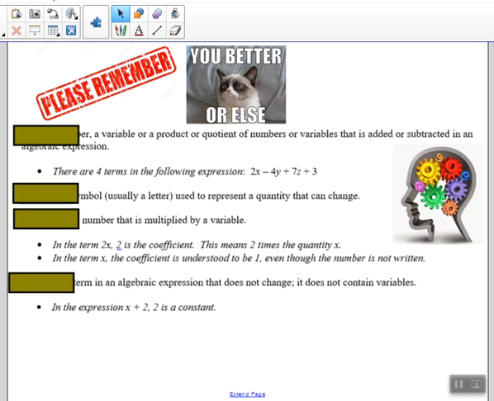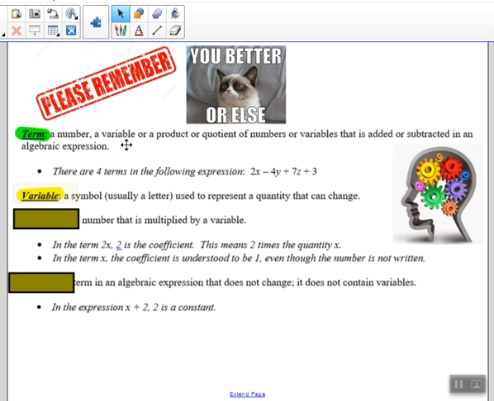Now, a few reminders. You need to make sure you remember these things. First of all, we need to know what a term is. So if I look at this expression right here, there are 4 terms in this expression, 2x, negative 4y, 7z, and 3. Notice I said negative 4y. We'll come back to that later. Sometimes people are like, but that's minus 4y. We'll get to that later. But there's 4 terms in this expression. Terms are basically numbers, variables, or products and quotients that we're adding or subtracting. So this problem right here is made up of 4 different terms that we would combine or subtract.